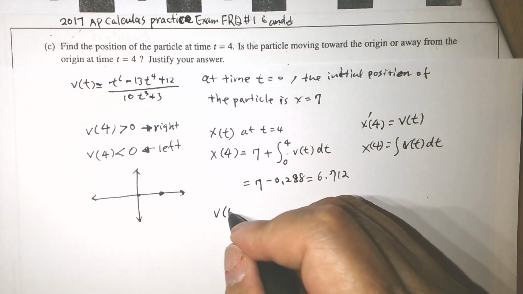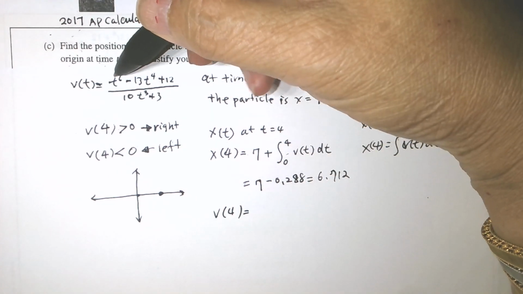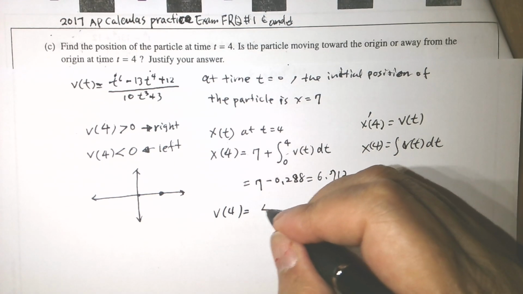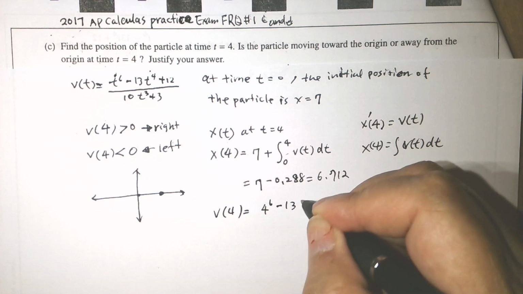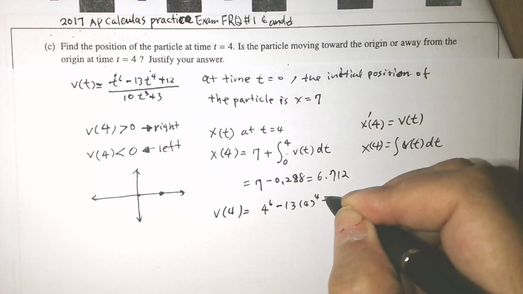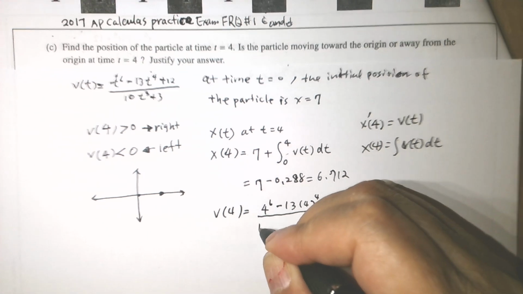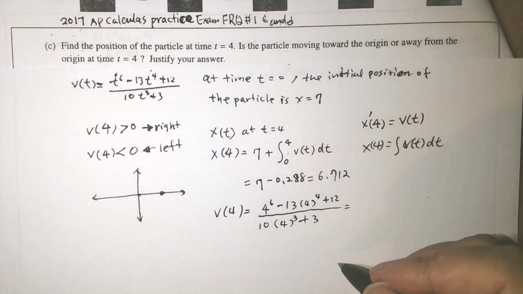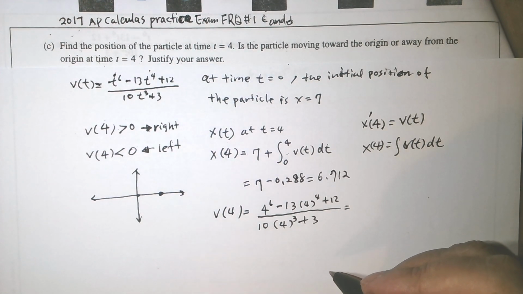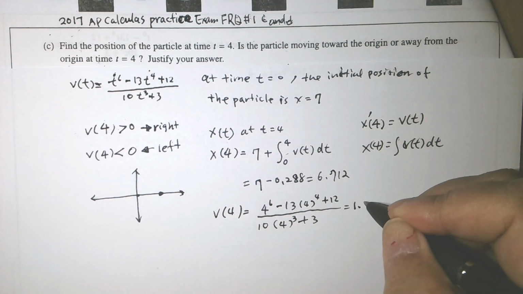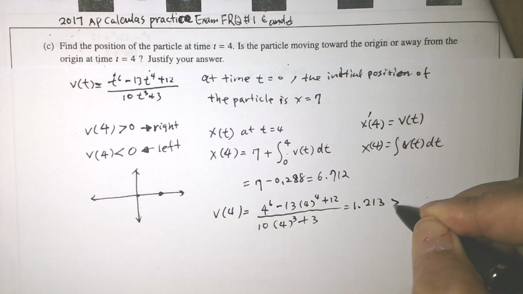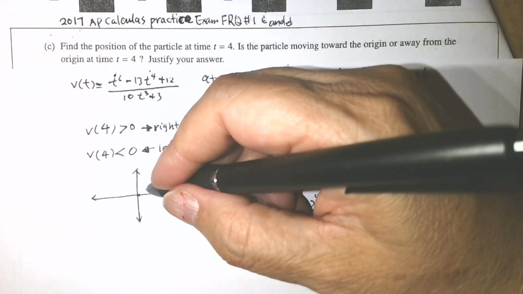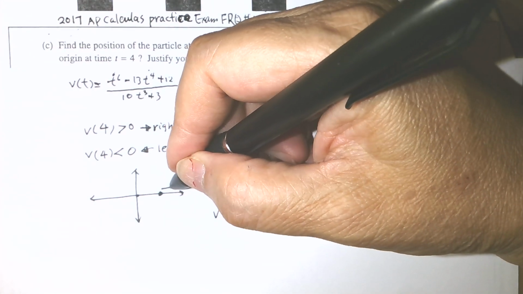So for v(4), you just plug in 4 here, 4 here, 4 here. It'll be 4 to the 6 minus 13 times 4 to the 4 plus 12 over 10 times 4 to the third plus 3. Then use your calculator to find the value. Let me see. It's 1.213, which is greater than 0, so it's moving to the right. This particle would move to the right.